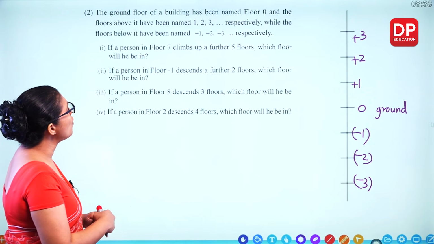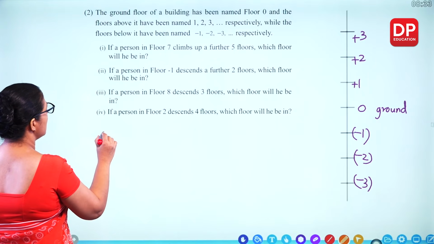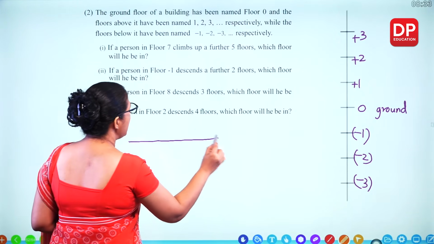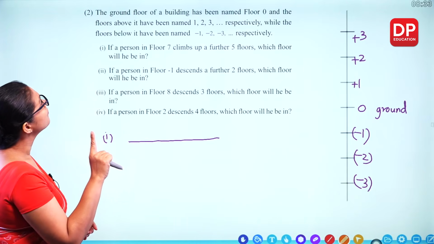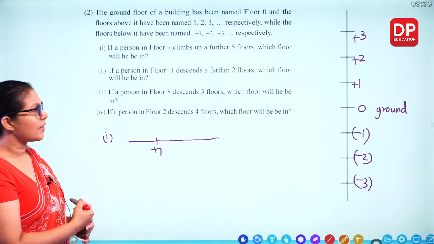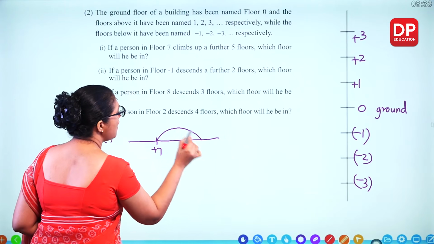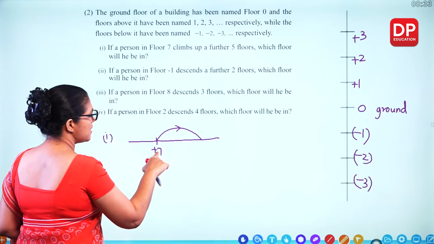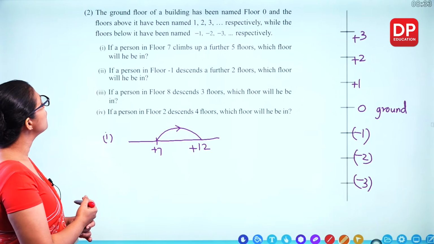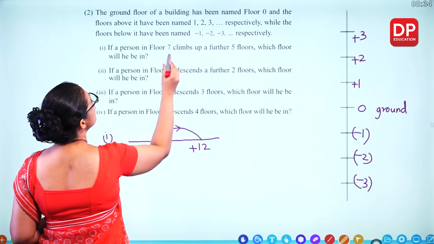If a person in floor 7 climbs up a further 5 floors, so floor 7 means plus 7. Climbs up a further 5 floors. So that means 5 moves here. 7 plus 5, that's 12. Which floor will he be in? 12th floor.